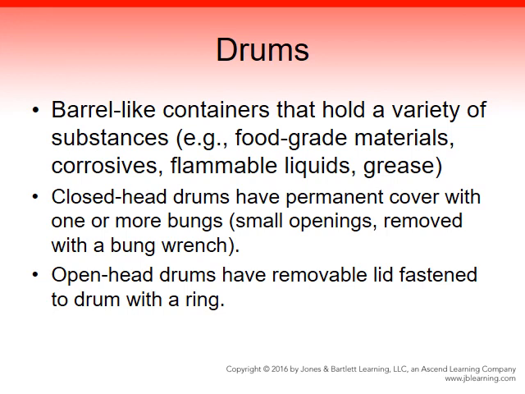Closed-head drums have a permanent cover over them with one or more bung holes or bung ports, and these are small openings that can be removed with a bung wrench. Basically, they're kind of like a screw with a special diamond hex-looking head that can open and close the drum. You also have open head drums that have a removable lid and fasteners to the drum with a ring, and usually you can see them because they'll snap on the side of the drum.